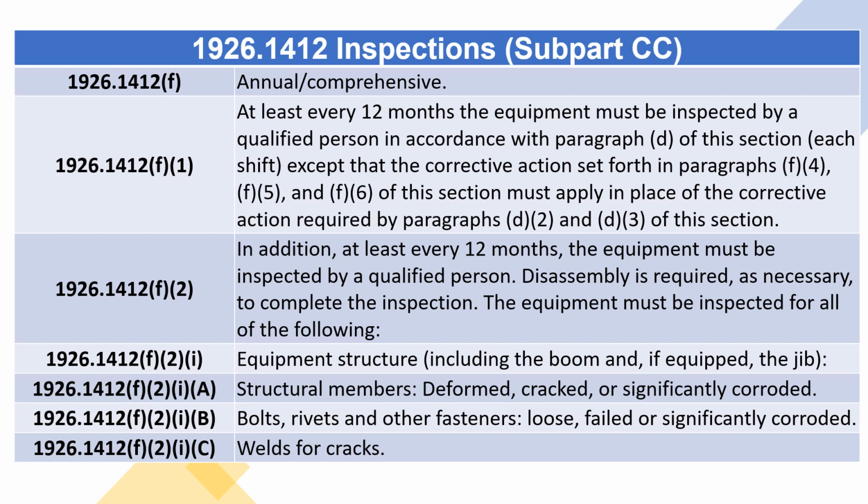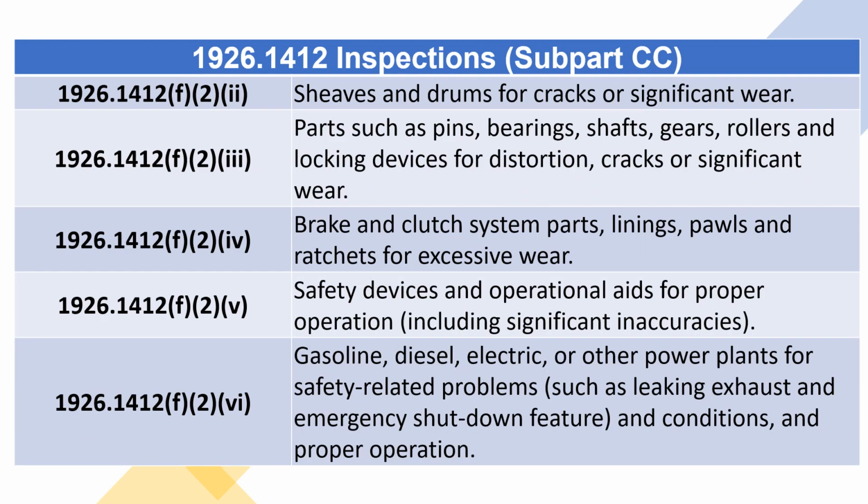Structural members: deformed, cracked, or significantly corroded. Bolts, rivets, and other fasteners: loose, failed, or significantly corroded. Welds for cracks. 1926.1412(f)(2)(ii) through (f)(2)(iv). Sheaves and drums for cracks or significant wear. Parts such as pins, bearings, shafts, gears, rollers, and locking devices for distortion, cracks, or significant wear. Brake and clutch system parts, linings, pawls, and ratchets for excessive wear. Safety devices and operational aids for proper operation, including significant inaccuracies.